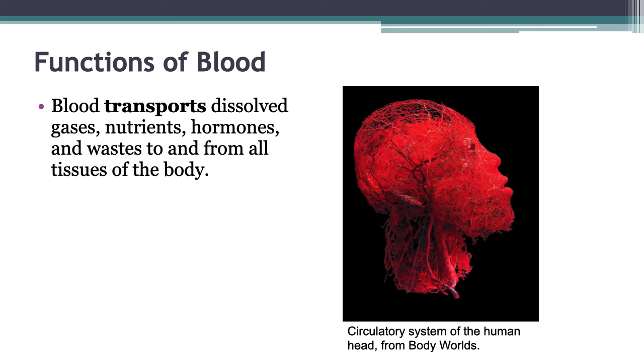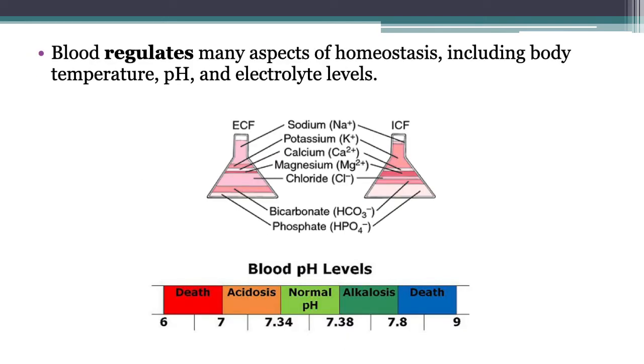Blood transports dissolved gases, nutrients, and hormones and waste to and from all the tissues of the body. So we're going to find in the endocrine system that the endocrine system uses the bloodstream to transport its hormones around so that it can send signals to other parts of the body. We're also going to see when we do the respiratory system that you have waste products returned to the lungs from the blood. So blood regulates many aspects of homeostasis, including body temperature, pH, and electrolyte levels. So it's going to help to maintain your body.